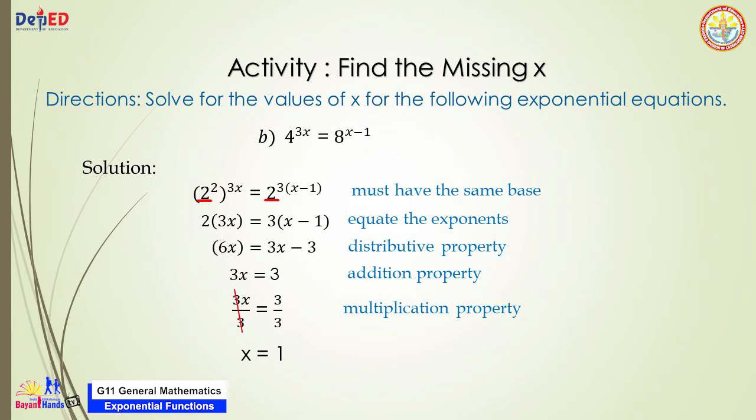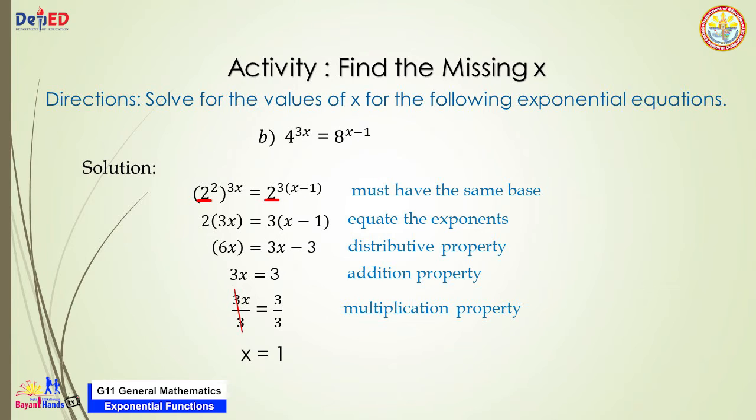For letter B, 4 raised to 3x equals 8 raised to x minus 1. 4 is equal to 2 raised to 2 and 8 is equal to 2 raised to 3. Rewriting the bases, the equation becomes 2 raised to 2 raised to 3x equals 2 raised to 3 raised to x minus 1. Equate the exponents since they have the same base.